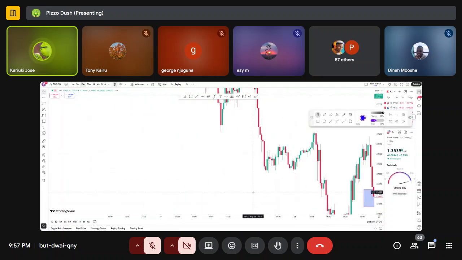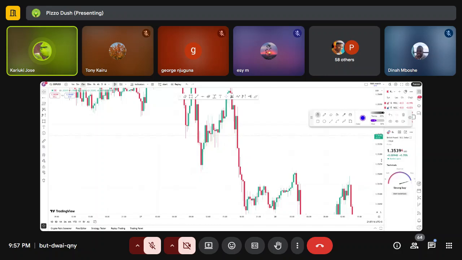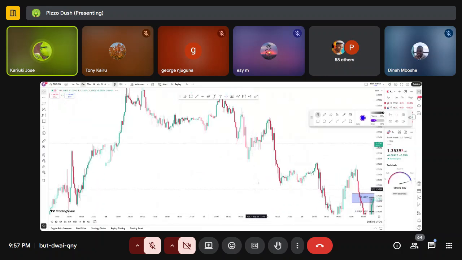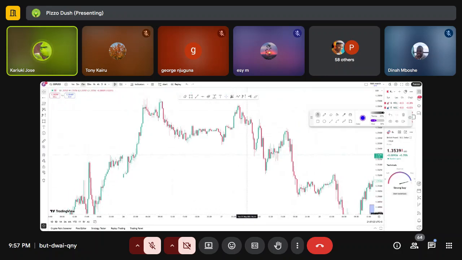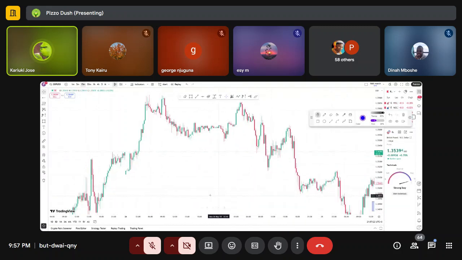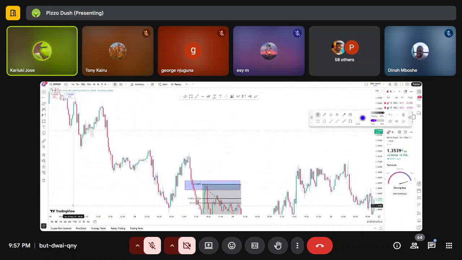So the reason why natumia hizo zone, utapata traders wanakuwa na strategies ni mingi. So utapata mimi natumia 0.5, utapata mwingine anatumia 38.0, utapata mwingine anatumia nini. Well, whatever works for you ndio utapata watu wengi wakitumia. So I hope you get that.